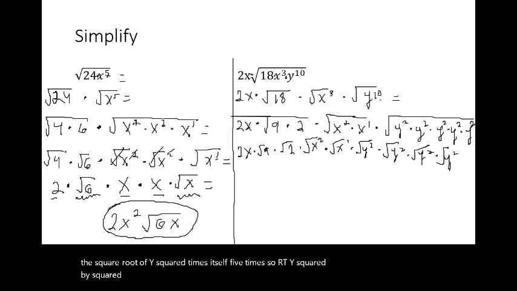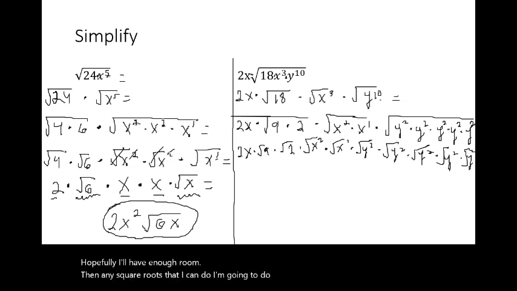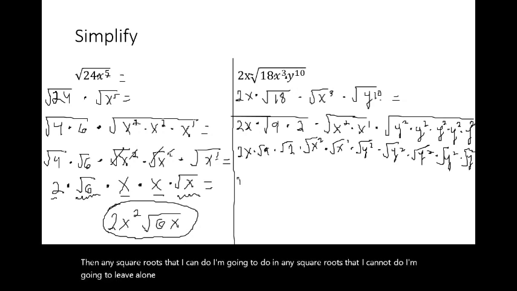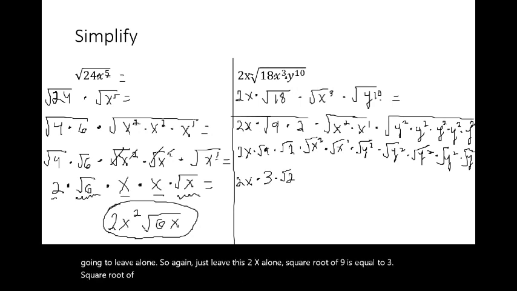Hopefully I'll have enough room. Barely. Then any square roots that I can do, I'm going to do, and any square roots that I cannot do, I'm going to leave alone. So again, just leave this 2x alone. Square root of 9 is equal to 3. Square root of 2 cannot simplify, so we're going to leave it as the square root of 2.